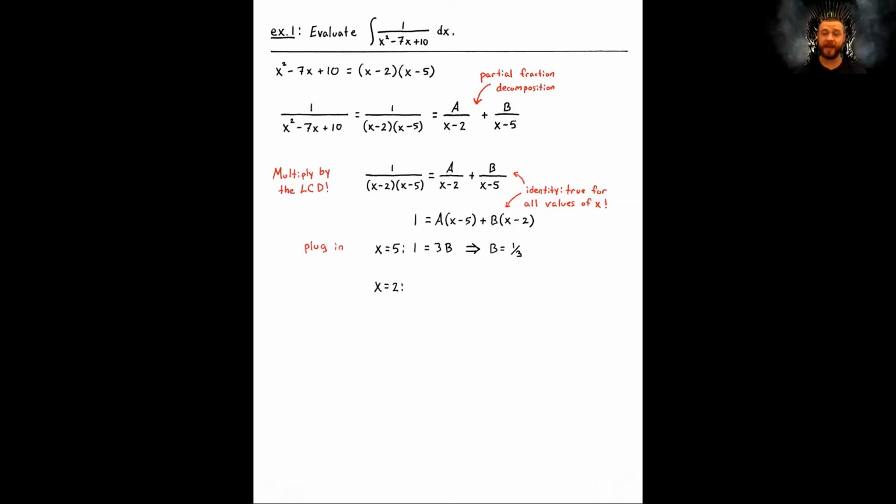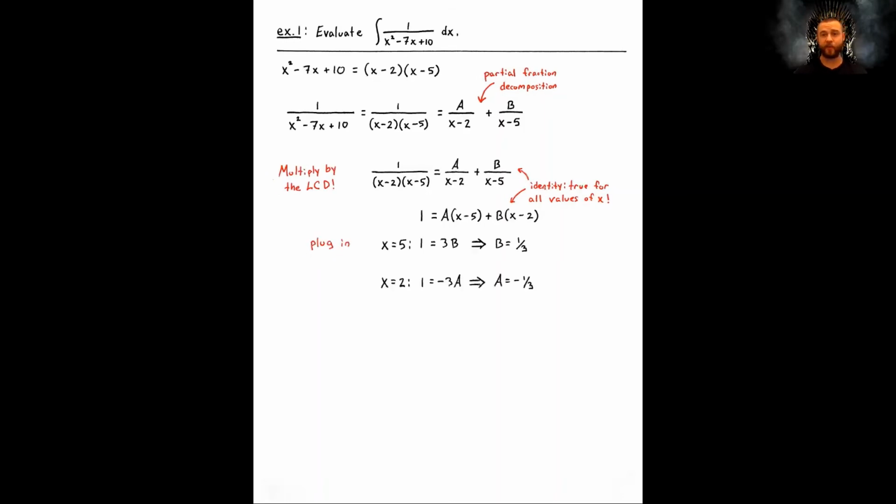Now solving for A is equally fast. We just plug in x equals 2. We get the equation 1 equals negative 3A. Divide by negative 3, and we get A as negative 1/3. Complete coincidence here, but it happens a lot. But don't think it always has to happen, that your values for A and B have to be the positive and negative versions of each other. Happens a lot, but it doesn't have to happen.